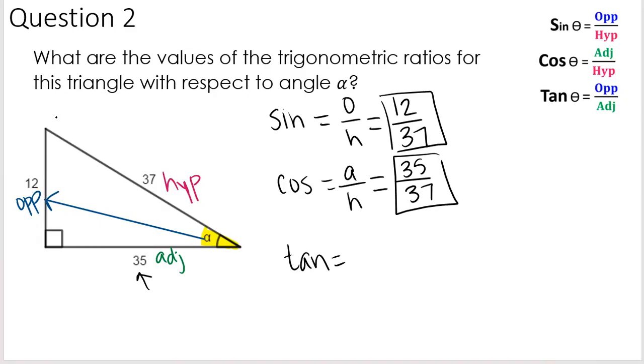And the last one, tangent, is O over A. My opposite is 12, and my adjacent is 35. There we go.